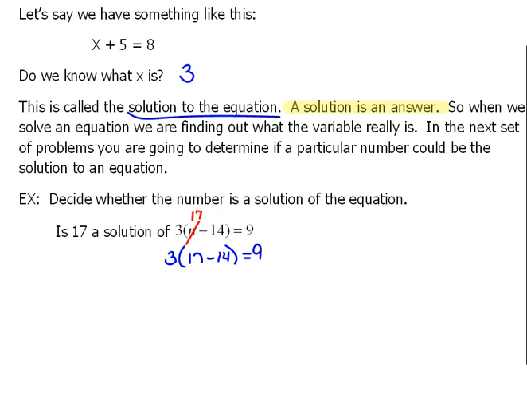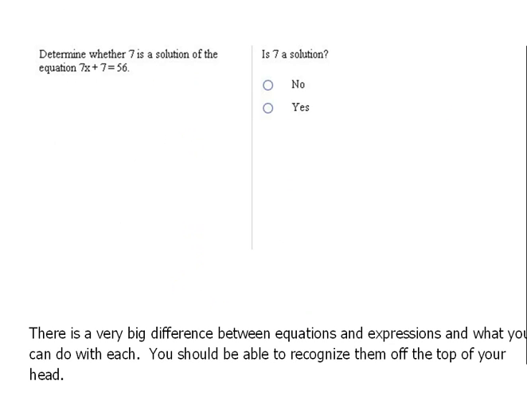So let's see if that's true. Let's look at order of operations. Do our parentheses first. So 17 minus 14 would be 3, and 3 times 3 equals 9. And now 3 times 3 is 9. So that is a true statement. 9 equals 9. If this had been any other number, it wouldn't have worked out properly. So yes, 17 is a solution of that equation. It has an equal sign, so it's an equation. All right, what about this one?